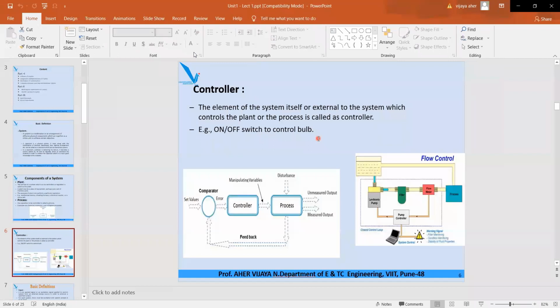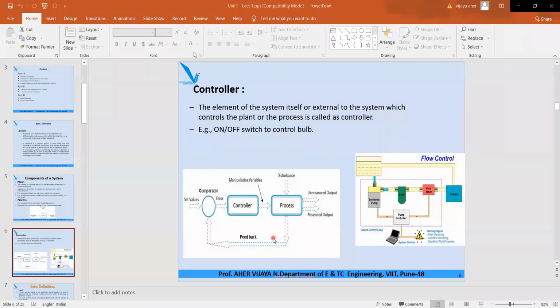The function of the controller is nothing but to control the process. Process means to control the variables. Which variable? The manipulating variable, because the process depends on the manipulating variable. So what is the function of the controller? The controller is controlling the manipulating variable that is acting as an input to the process. Okay, so this is nothing but your controller.